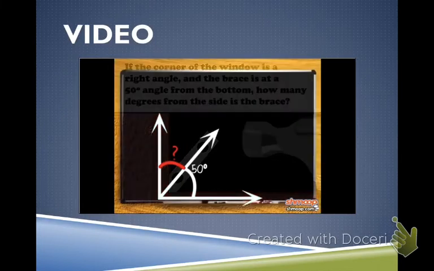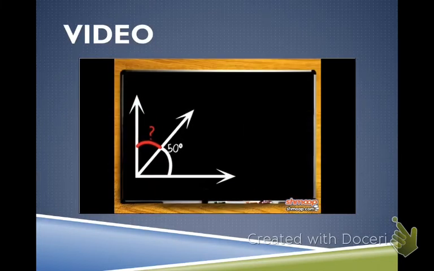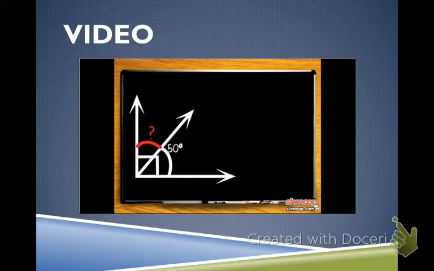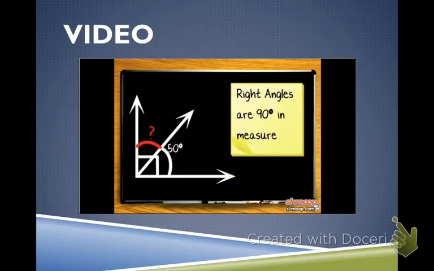Alright, so let's think this through. First things first, let's label our angles. The corner of the window is a right angle, so let's indicate that with a box in the corner. It's also good to keep in mind that right angles are 90 degrees in measure. The only other angle we know is from the bottom to the brace, which is 50 degrees. We want to find the measure of the other angle. Since we don't know it yet, let's call it, x.